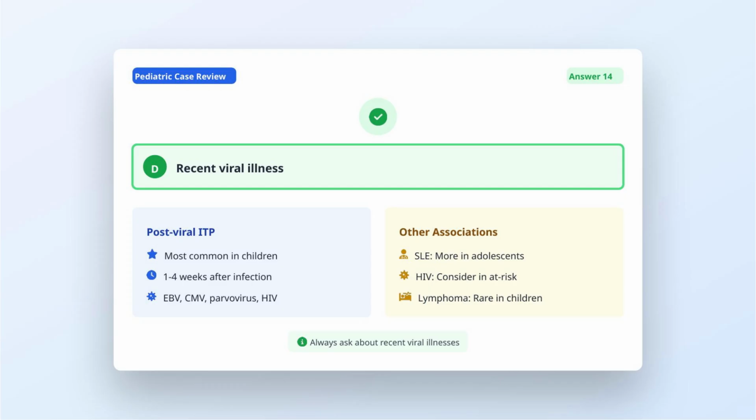Recent viral illness is the most common association with childhood idiopathic thrombocytopenic purpura, with symptoms typically developing 1 to 4 weeks after the infection. Common viral triggers include Epstein-Barr virus, cytomegalovirus, parvovirus, influenza, and varicella. While systemic lupus erythematosus can cause secondary ITP, it's more common in adolescents and adults than in young children. HIV-associated thrombocytopenia is important to consider in at-risk populations, while lymphoma-associated ITP is relatively rare in children.